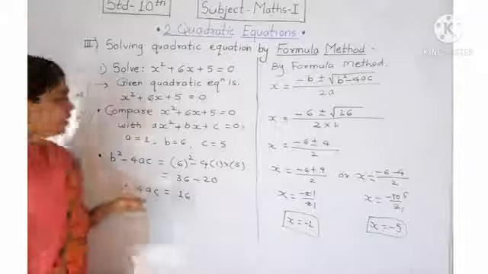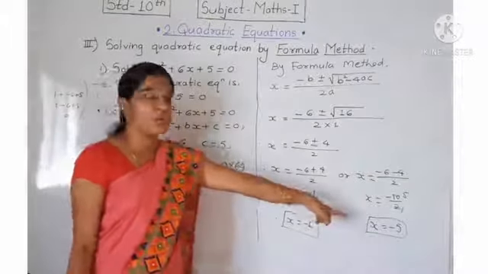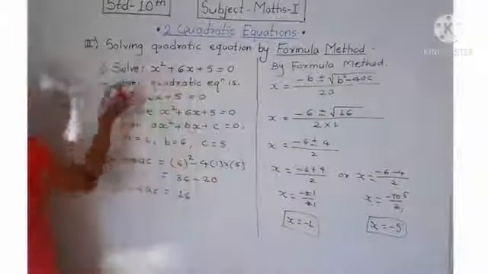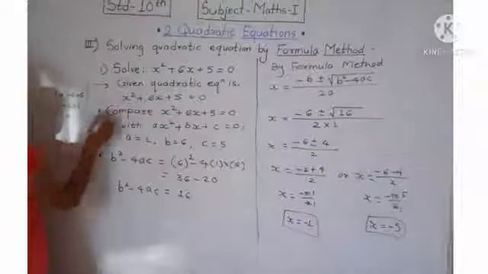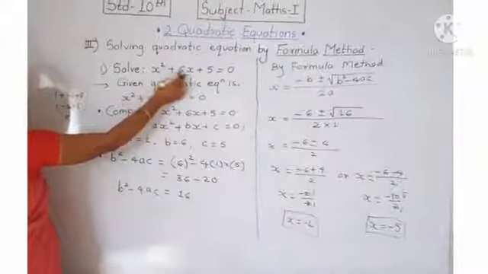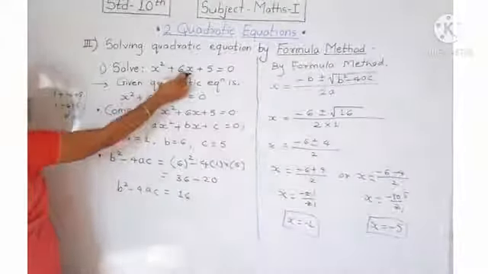Here, if I put the value of x as -5: (-5) square is 25, minus 5 into 6, 5 6s are 30, so 25 minus 30 plus 5. 25 plus 5 is 30, minus 30 is 0. So our answer is correct. You may check whether your answer is correct or not.